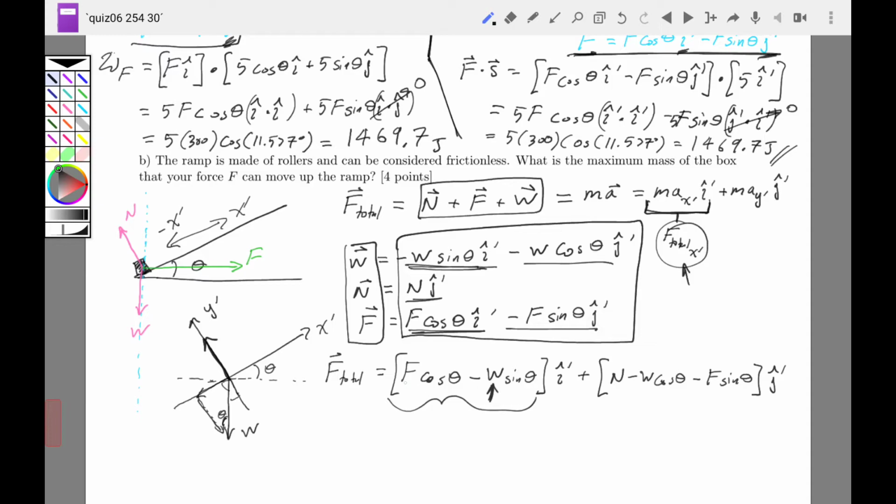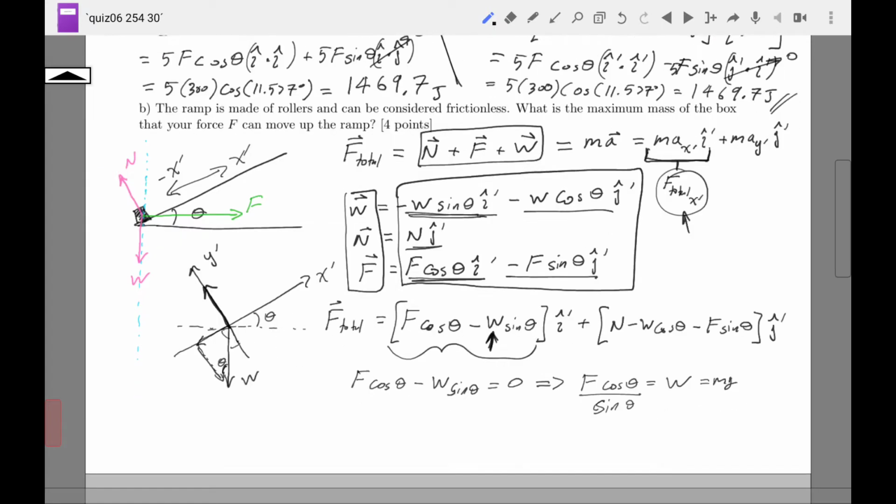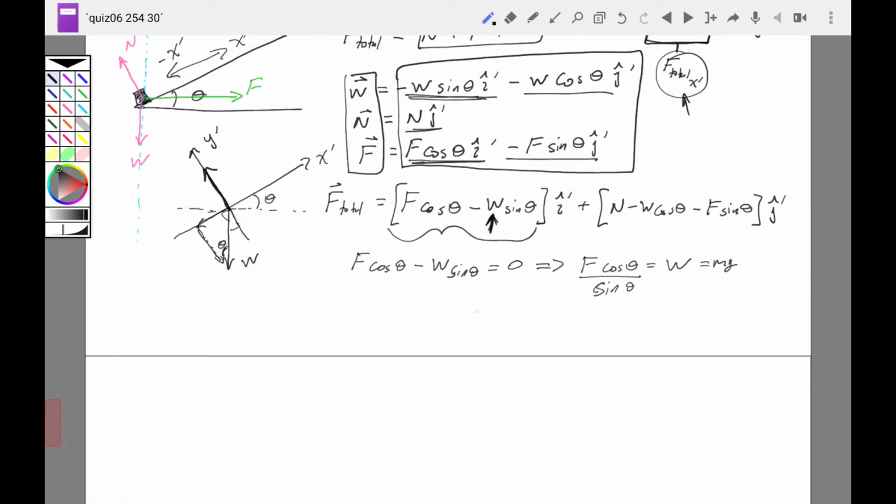And it depends on, if F is set and theta is set, then it depends on what the mass is, because that's mg. So when F cosine theta minus W sine theta is 0, is when we have 0 acceleration traveling along the incline. So F cosine theta equals W sine theta, where W is mg. Then, well, divided by g, m is equal to F over g times 1 over tangent theta, or I could have called that cotangent theta. That's the critical mass.